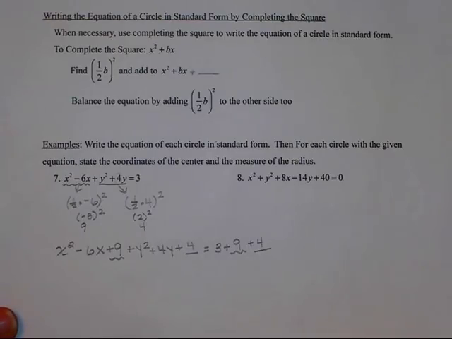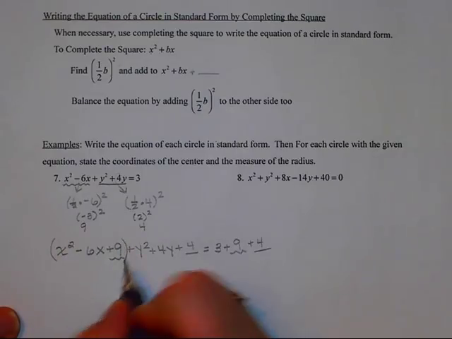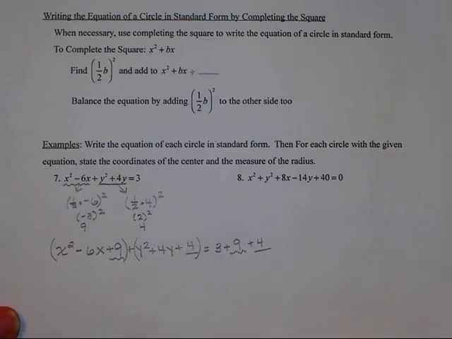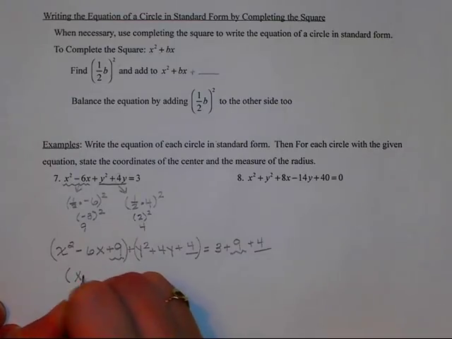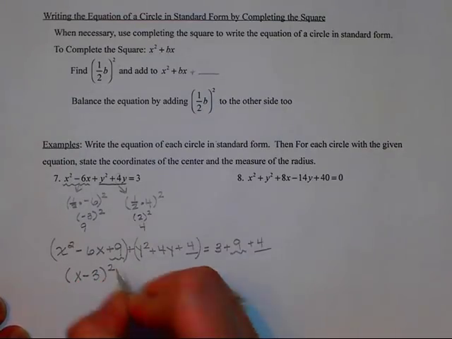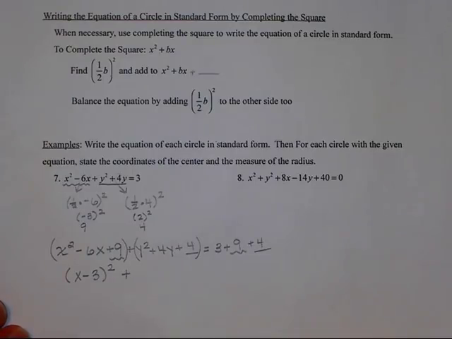The whole idea of completing the square is to turn each of these items into perfect square trinomials that can be factored. So if we now factor this first parenthesis, x squared minus 6x plus 9, if you think about the factors of 9 that add to negative 6, those two factors would be negative 3 and negative 3. Multiply to 9, add to negative 6. So this factors into x minus 3 and x minus 3, which is of course the same thing as x minus 3 squared.